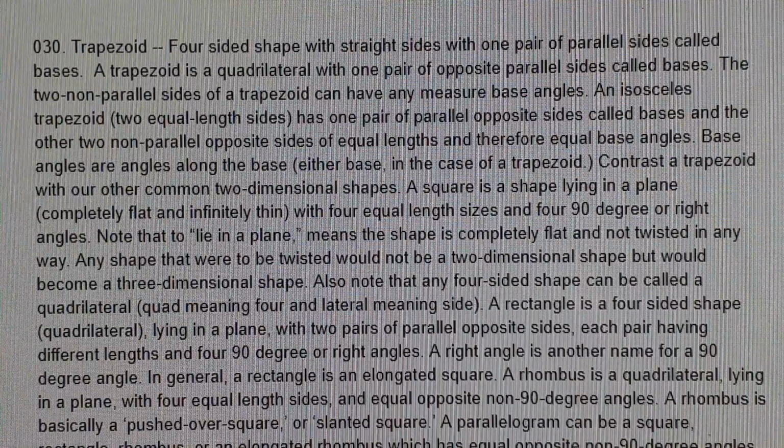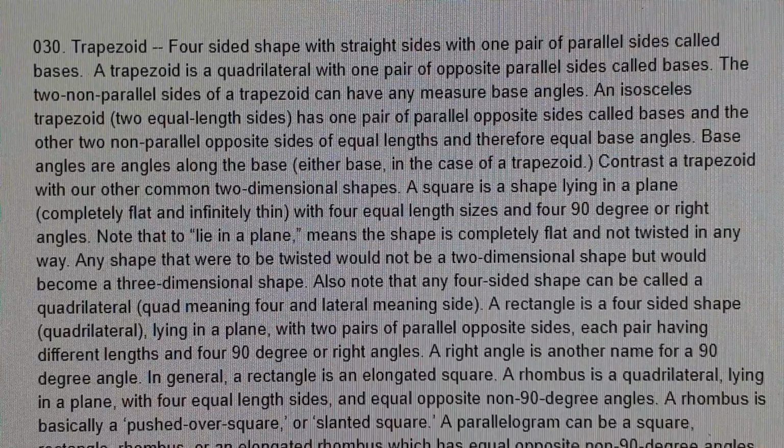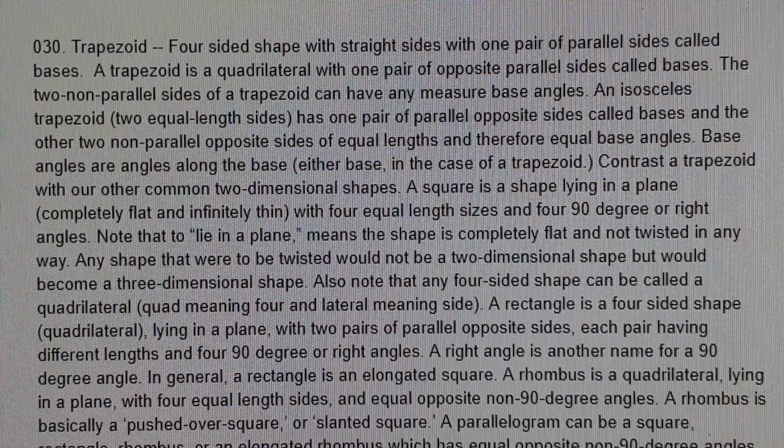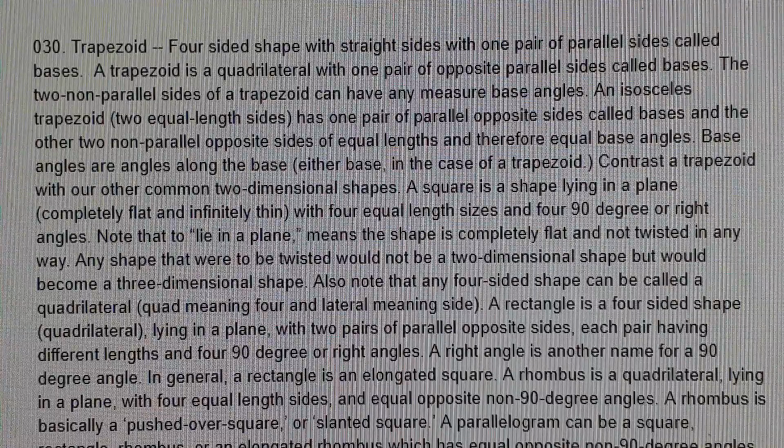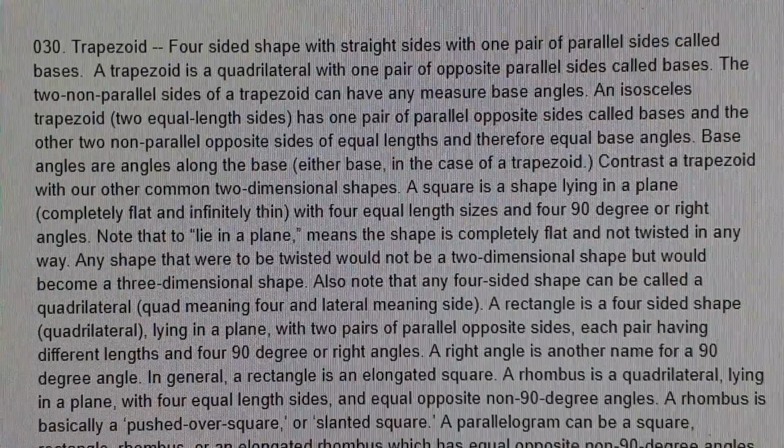Contrast a trapezoid with our other common two-dimensional shapes. A square is a shape lying in a plane (completely flat and infinitely thin) with four equal length sides and four 90-degree or right angles.